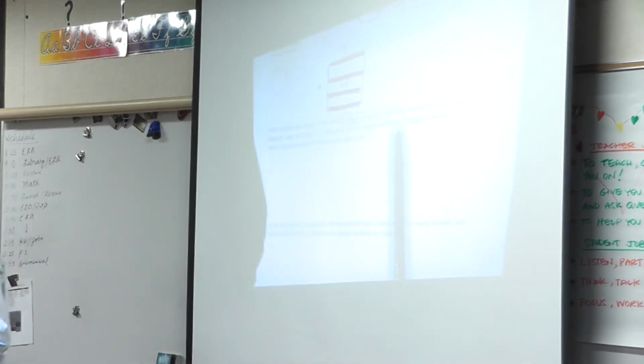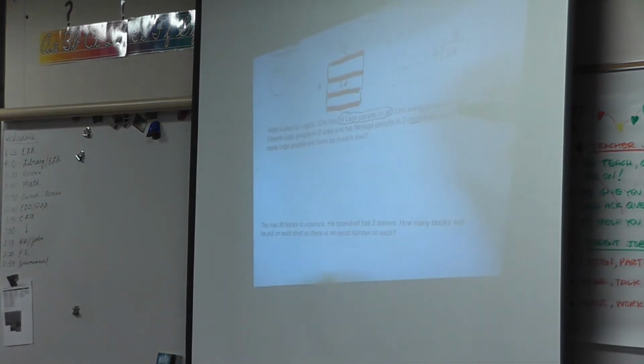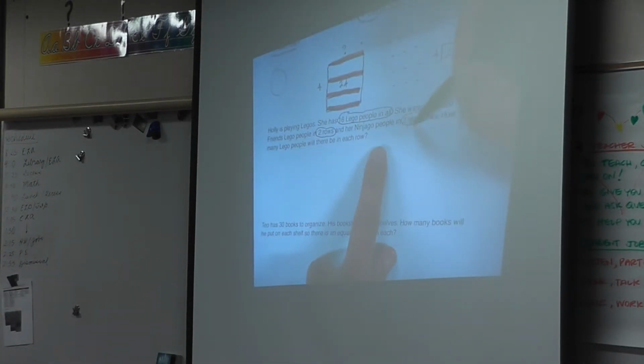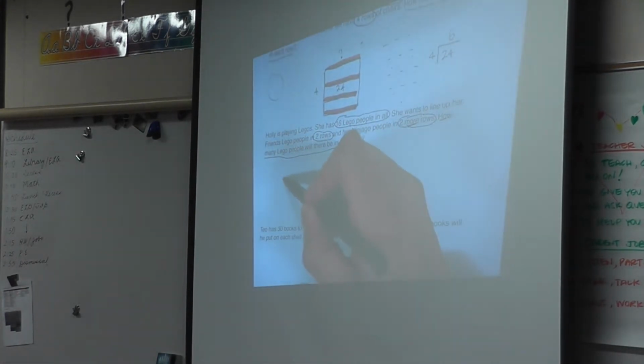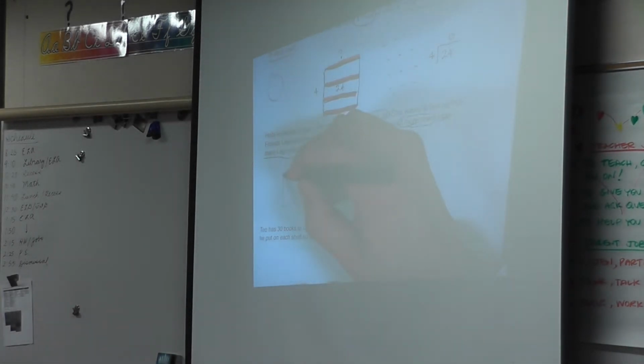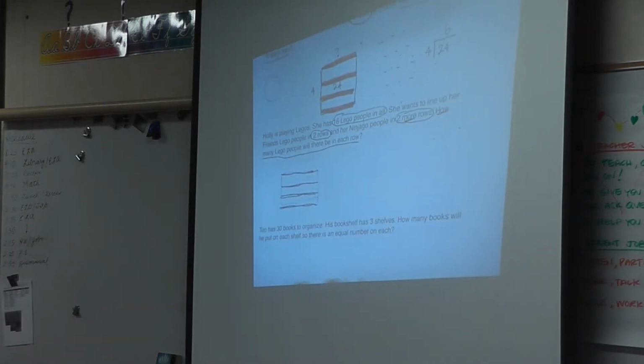Okay? Fix your paper. All right, I have 16 Lego people in all. I have 2 rows, and I have 2 more rows of my Lego people. I have to answer the question, how many Lego people are there in each row? Okay? So, I'm going to use my rectangle again. It's been helpful to me. Okay, so there's my rectangle. After I draw 2 rows of friends, and I have to draw 2 rows of, what are they called? Oh, Ninjago. Okay, how many total?